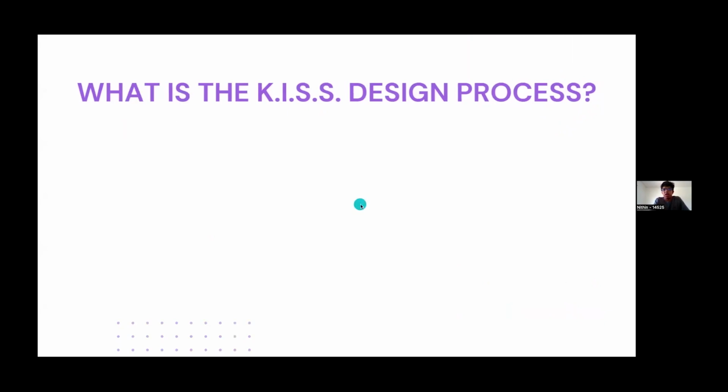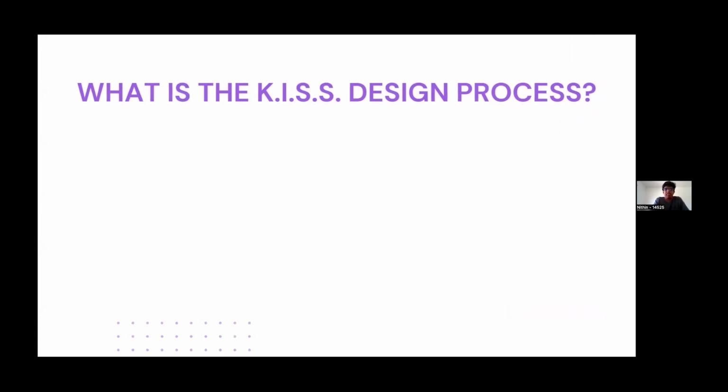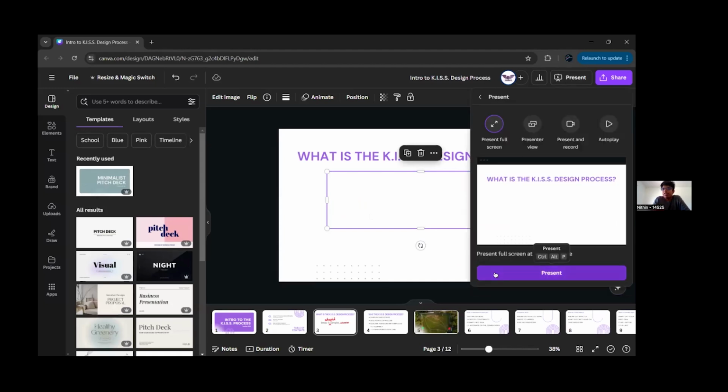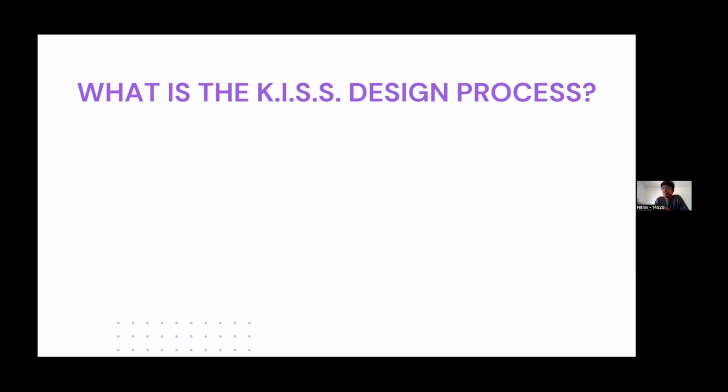So what exactly is the KISS design process? For some reason the picture isn't loading here. I don't know why, but the KISS design process basically just means keep it super simple. A lot of people also say keep it stupid simple. There's a couple of different variations on the term and the way it's been coined, but the main ideology is just keeping your robot and all its subsystems extremely simple.